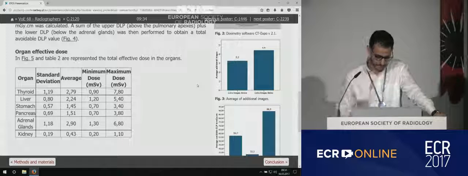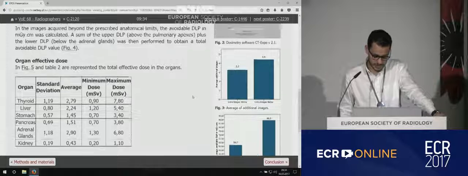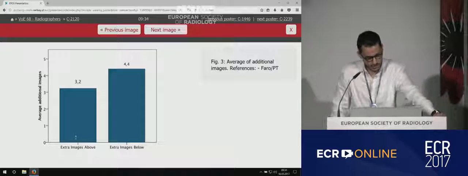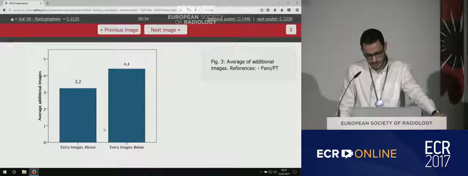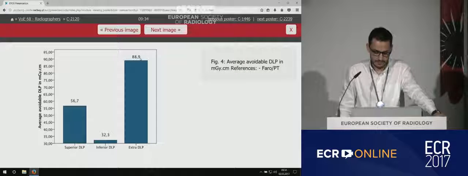So basically, for a chest exam, for every organ, these are the values we obtained. And these are the extra images above and below that we acquire. So it's not that many images. Above we have 3.2 and below we have 4.4. And this is our average DLP in milligray by centimeter. So we can consider it's not very high, but we still have to take this into account. We have an extra DLP of 88.9 milligray per centimeter.